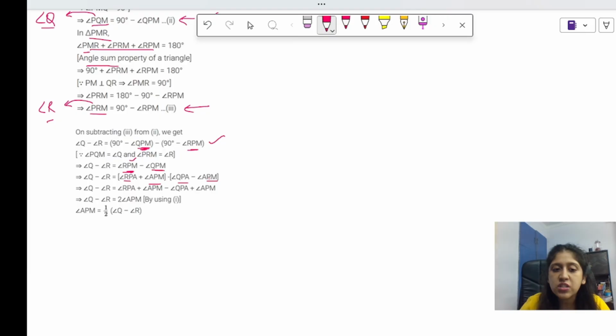Now what you have to do is just simplify. RPA and QPA are the same angles, they are angle P only, so they just get cut out. And angle APM gets added twice, as you can see over here. I have just written twice of that, and I have taken the two to the left side, and I have got this. So I have proved it. I hope the concept is clear to everybody.